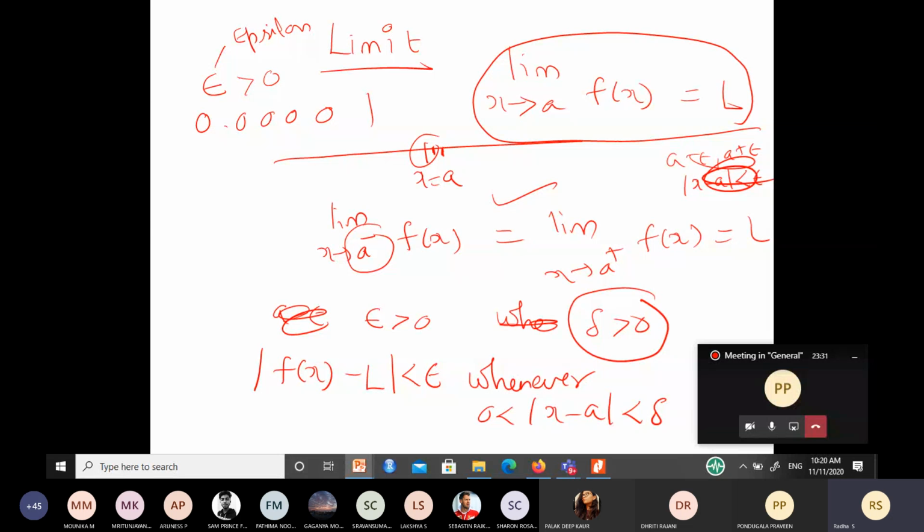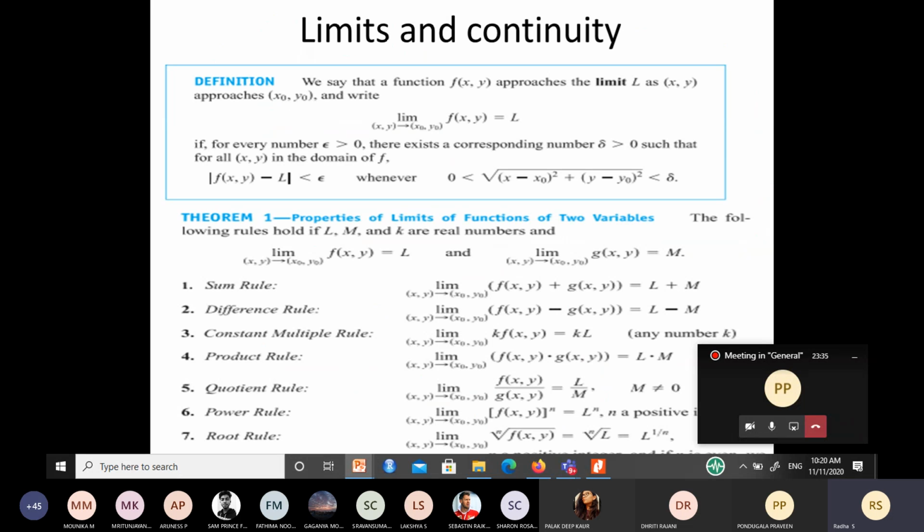But now we are going to see the definition of limit for 3 dimension. Just read this once again. Read this definition, then I'll explain you. I'll explain this definition and then leave you. Read this.